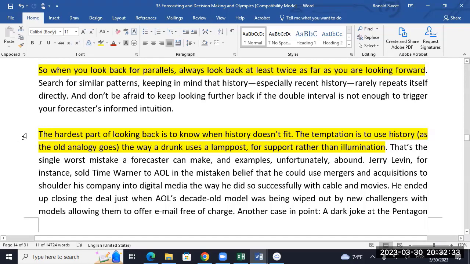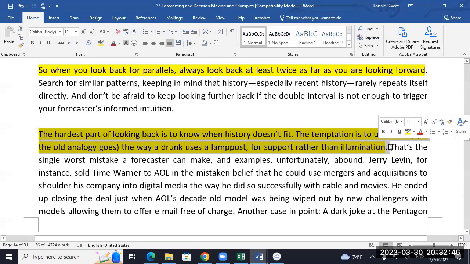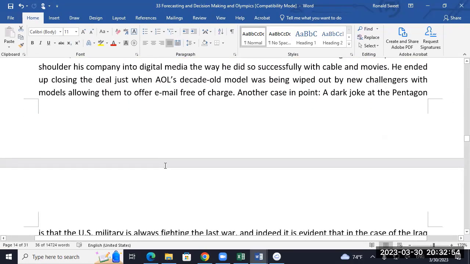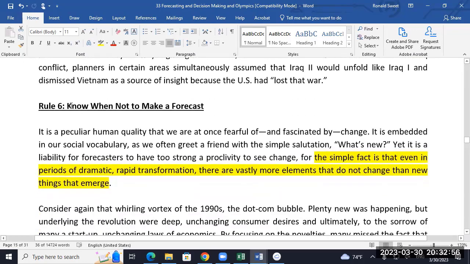I do like this last quote though. The temptation is to use history, as the old analogy goes, the way a drunk uses a lamppost for support rather than for illumination. So if you're going to use history, use it for insights. Don't extrapolate, but we do extrapolate history a lot, and that's rarely the right thing to do in this time. And then know when not to forecast.